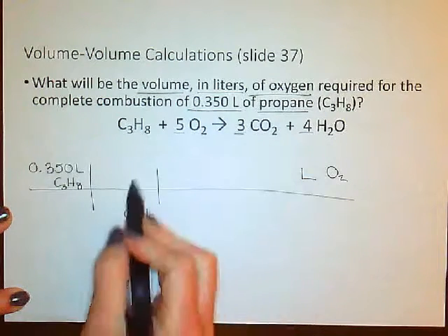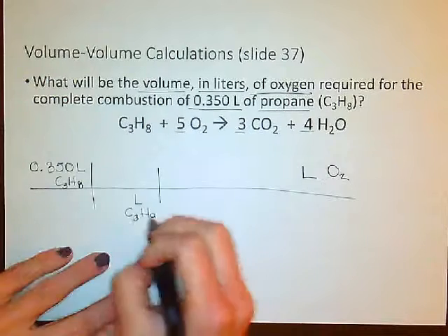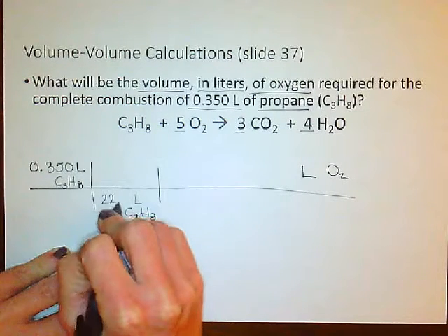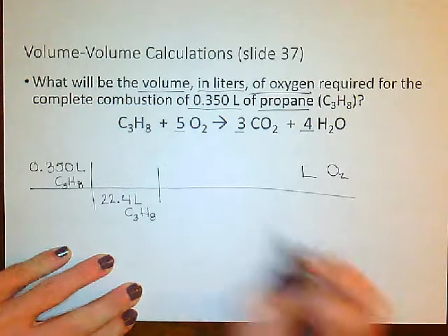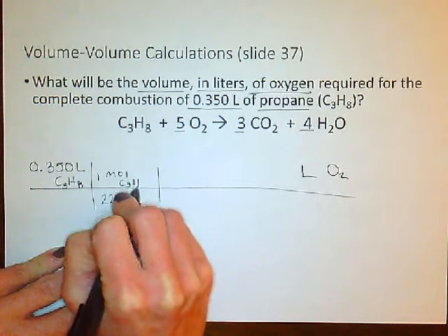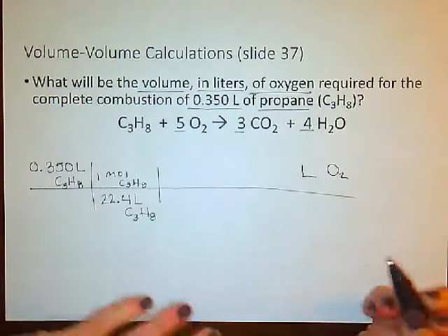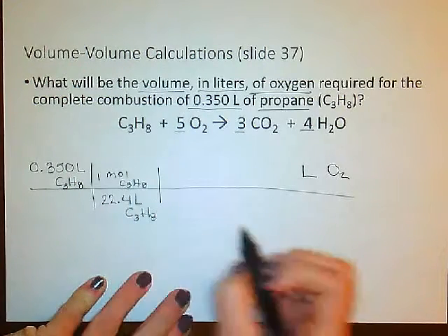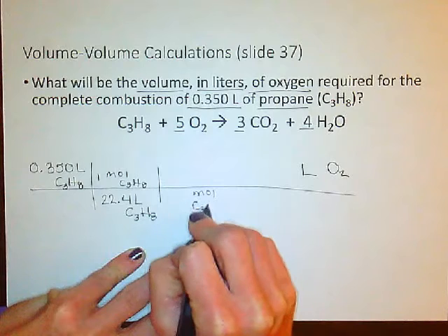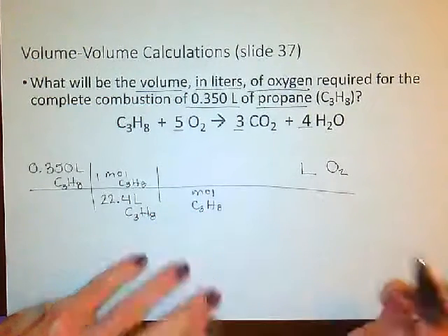And then let's look to see how to get rid of this. So we know that the number 22.4 liters represents what? 1 mole of propane, right? Okay, so far so good. Now we want to get rid of moles of propane. So let's go ahead and drop that down. Drop down moles of C3H8, which is propane.